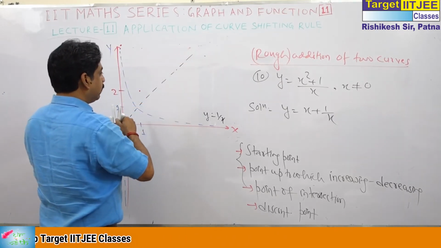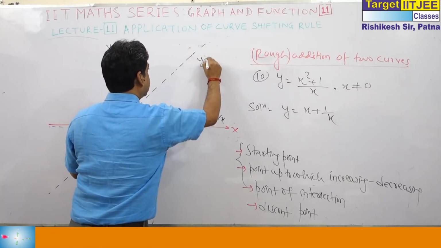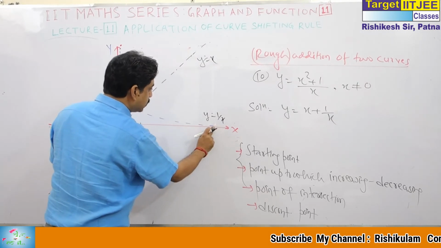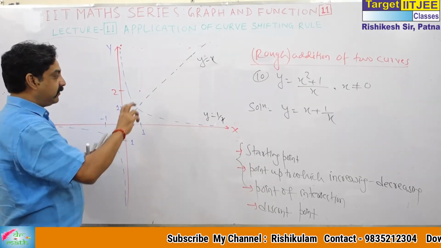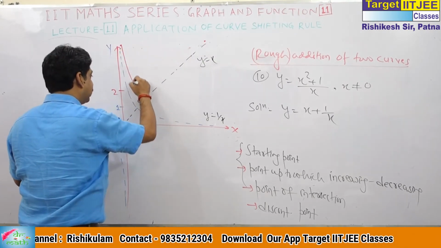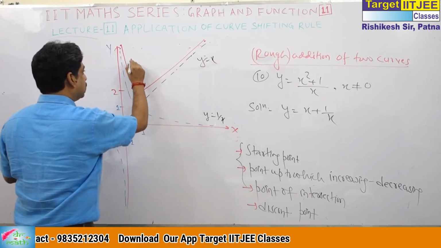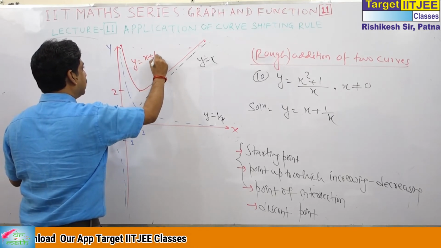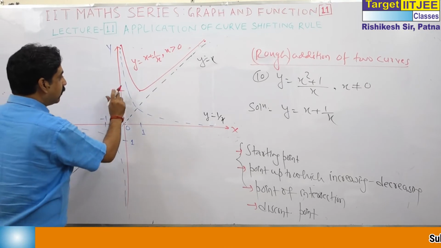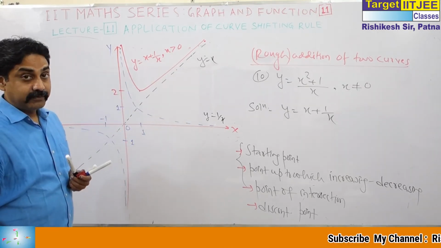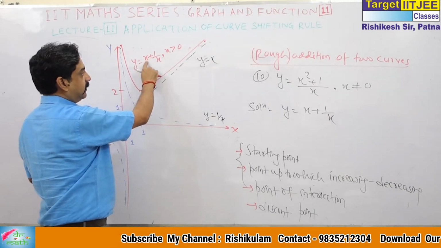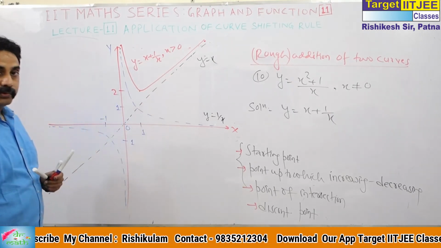What happens at infinity? At infinity, one goes to infinity and the other goes to almost 0. 0 plus infinity, when we add two ordinates, is almost infinity. So the graph will be like this. This is y is equal to x plus 1 by x when x is greater than 0, and you can see the value of y is greater than or equal to 2. That I have done many times. The sum of a positive number and its reciprocal is greater than or equal to 2.